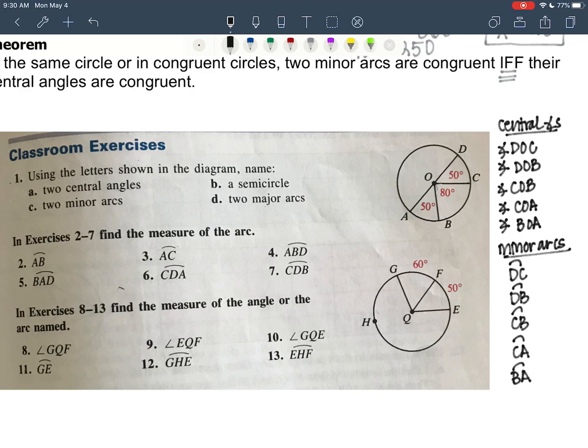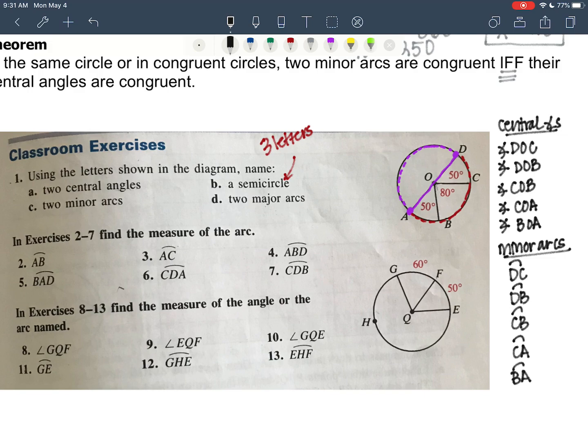A semicircle, we've got 2 semicircles. However, we're not going to be able to name both of them. We're not going to be able to name the half that's on the left-hand side. We're only going to be able to name the one on the right, because a semicircle is named with 3 letters, and we don't have a letter on this purple arc that is going to allow us to name that semicircle.